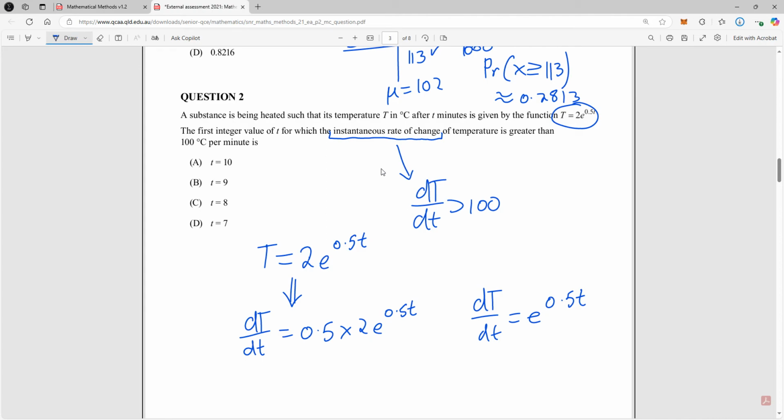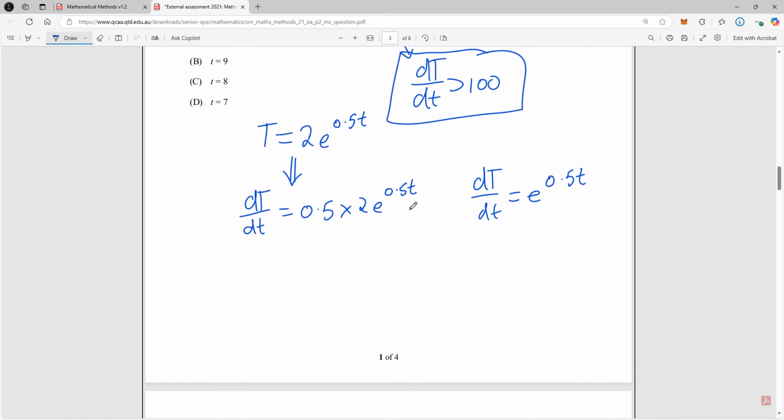Now, it's asking when it's greater than or equal to 100, and they're asking for the first integer. An integer value is just a whole positive number, like 1, 2, 3, 4. That's why they've only got these values in the answers. The key to this question is don't work out the inequality, just set it equal to 100 and solve for t. Then you can work out, left or right, when is that going to be greater?